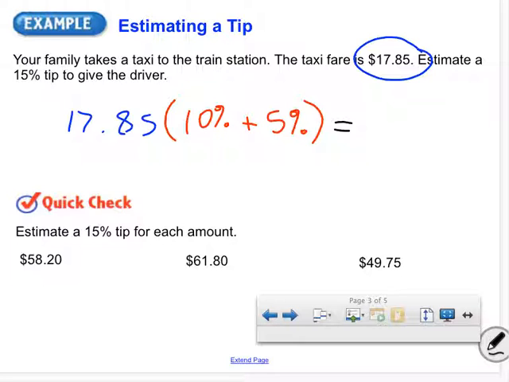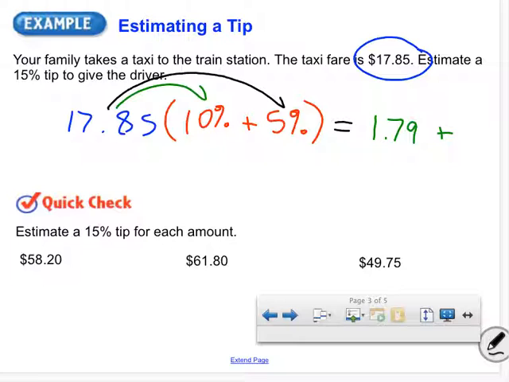What are we really doing if we're finding 10% of something? We're moving the decimal, right? So if I have 10% of $17.85, how much is that? What is it, class? No, 10% of $17.85. What's 10% of that? I'm just going to move my decimal over. It's $1.78, how many cents? 79. So this is $1.79 plus, let me go ahead and do this other distribution.